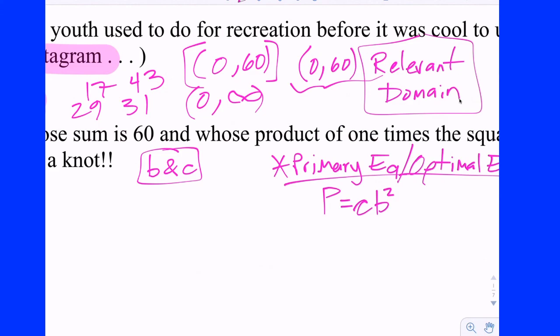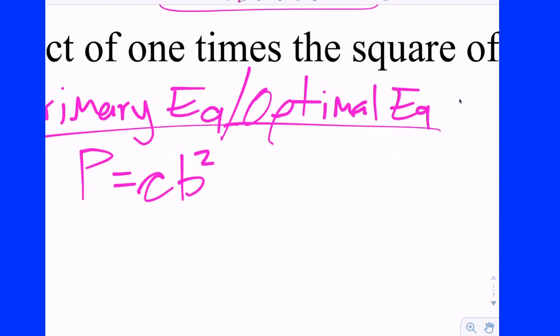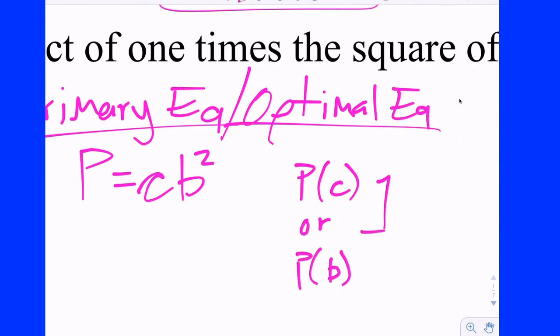I want to take the derivative and set it equal to 0, but here's the problem now. I have my primary equation for P, product, in terms of two variables. And I don't know multivariable calculus yet. So I need to somehow get this as an equation of a single variable. I need it to be a function of C, or I need it to be a function of B, one or the other. I need it to be in terms of one variable.